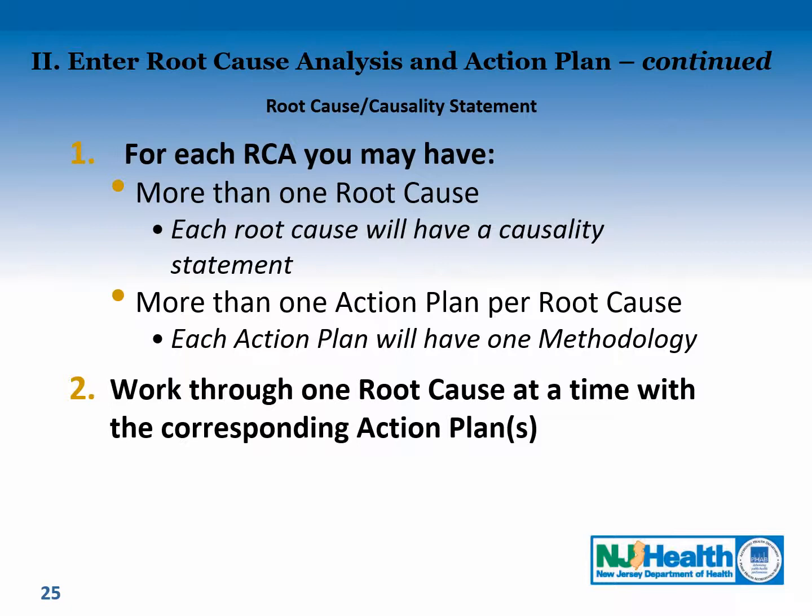For each RCA, you may have more than one root cause. Each root cause will have a causality statement. There also may be more than one action plan per root cause. This would be the case if you had more than one methodology. An example would be a chart review and an observational audit. That would require more than one action plan.